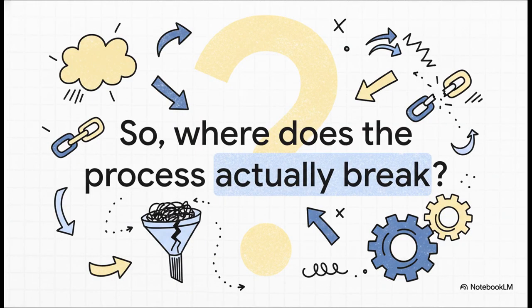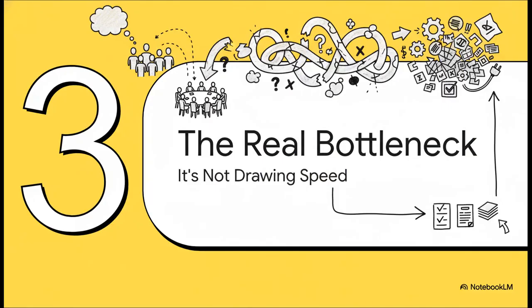Okay, so if the instant picture dream is a bust, it forces you to dig a little deeper. If the problem isn't how fast we can draw, then where is the real breakdown happening in this whole process? And it turns out the answer has way less to do with fancy graphics and a whole lot more to do with information. The true bottleneck wasn't the speed of drawing at all. It was the messy, manual, and totally error-prone way that information was flowing from the meeting to the people who had to do the work.